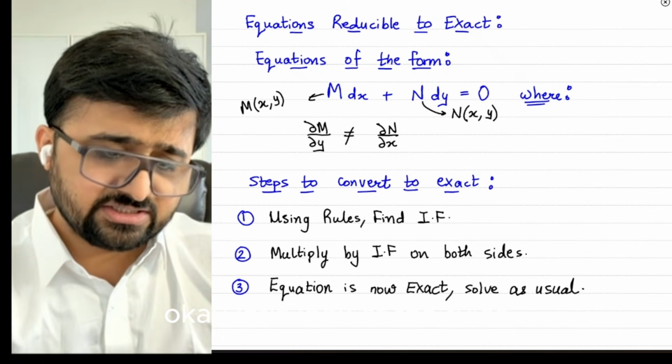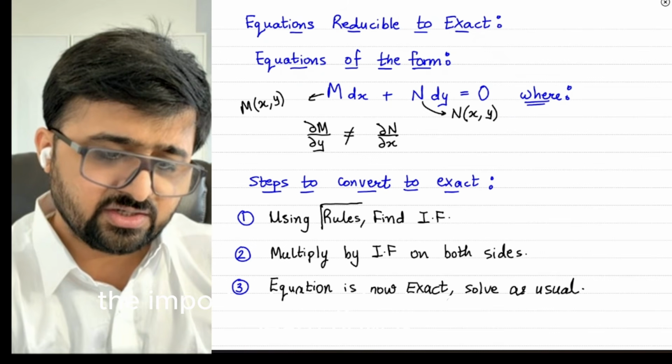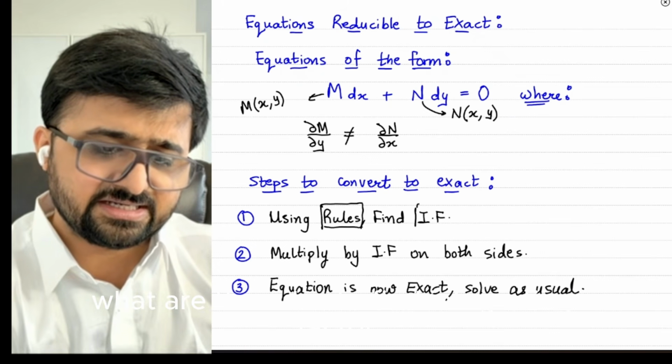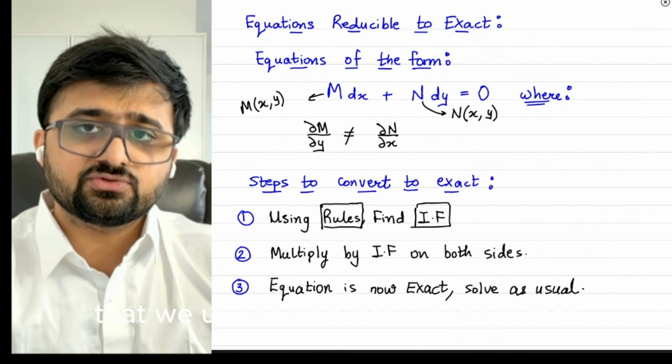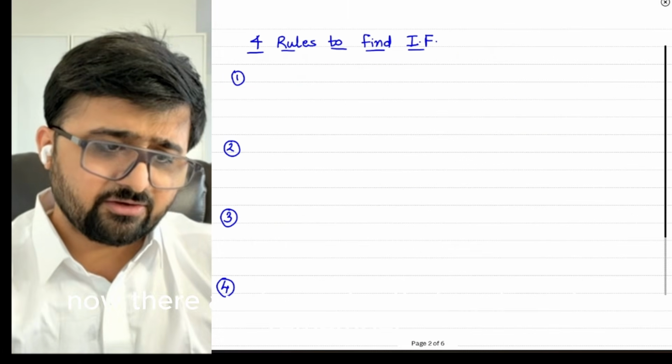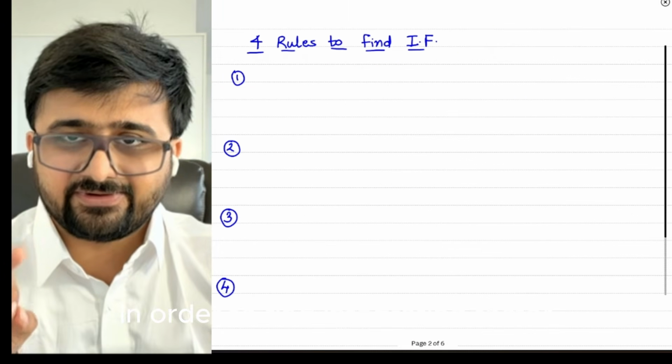Okay, let's look at the rules. The important thing that we want to learn now is what are the rules to find the integrating factor? What are the rules that we use to find the integrating factor? Now there are 4 rules that we have to remember in order to find the integrating factor.